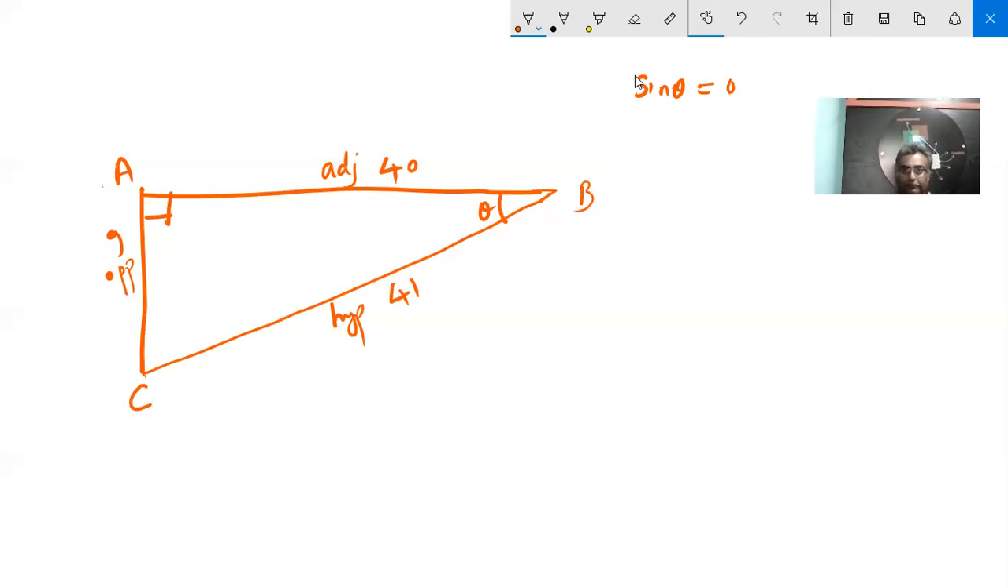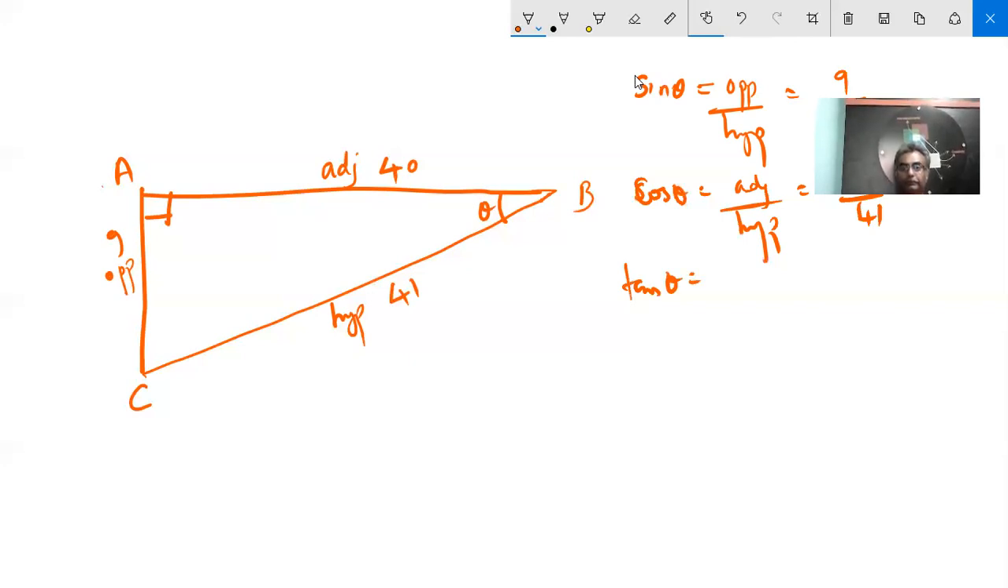Noted. So sine theta is opposite side by hypotenuse. So how much is that? Opposite side by hypotenuse is 9 by 41. Very good. Same way, cos theta now you tell. Cos theta is adjacent side by hypotenuse. Very good. Now numbers. 40 by 41. Super. Now tan theta, how much? Opposite by adjacent. Numbers. 9 by 40.